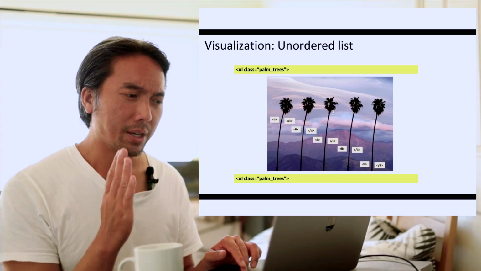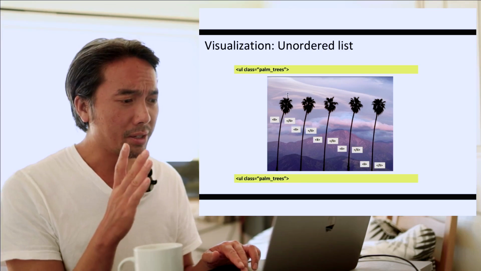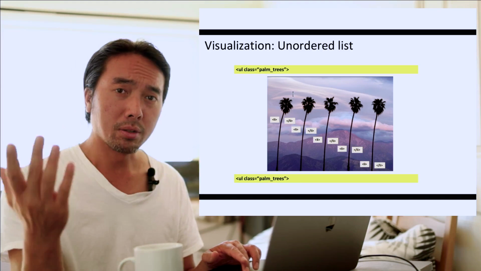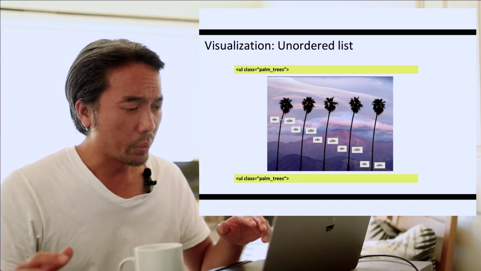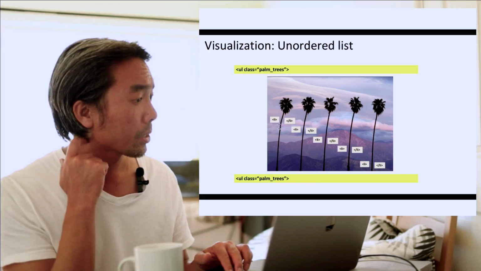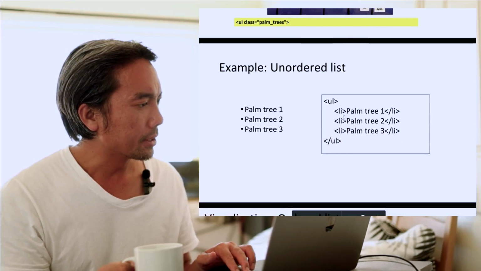The ordering of them doesn't really matter. Maybe it does matter, but that's not the main point of them. It's just a list of the same thing. So then we can use an unordered list. And of course, we want to wrap each item with the LI, which is the list item tag. Here's what that code looks like.